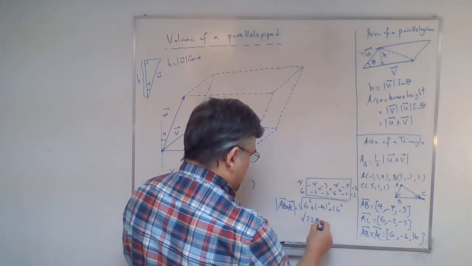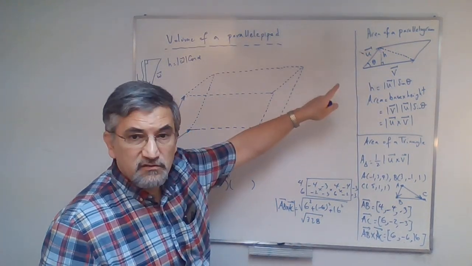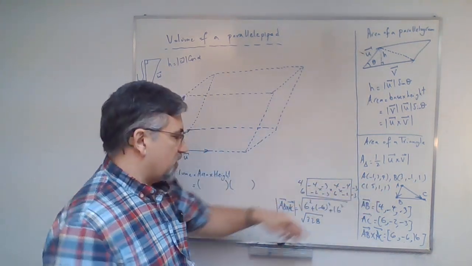Whatever the number will be, maybe it will be 328. So 328 on the dividing cross sign. This is actually the area of the parallelogram in square units. But we're looking for the area of the triangle, okay? So 1/2 of that.